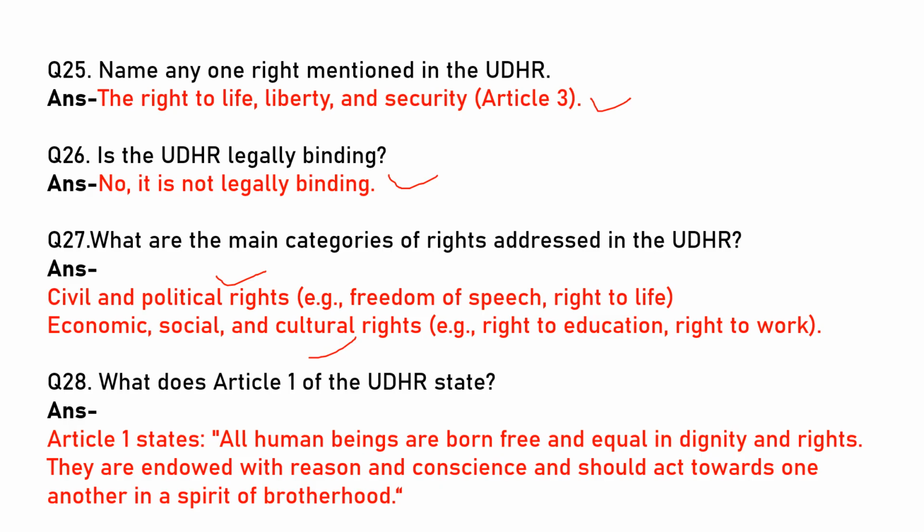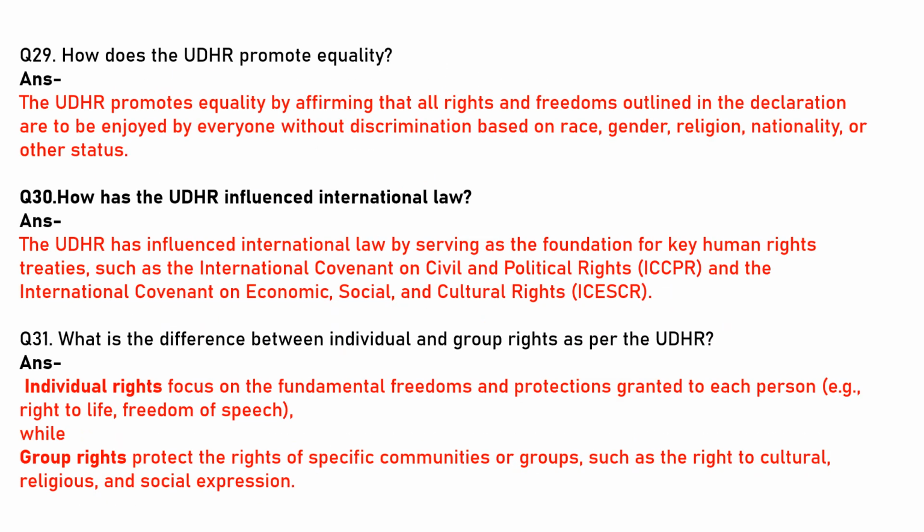What does Article 1 of the UDHR state? Article 1 states, all human beings are born free and equal in dignity and rights. They are endowed with reason and conscience and should act towards one another in a spirit of brotherhood. How does the UDHR promote equality? The UDHR promotes equality by affirming that all rights and freedoms outlined in the declaration are to be enjoyed by everyone without discrimination based on race, gender, religion, nationality or other status.